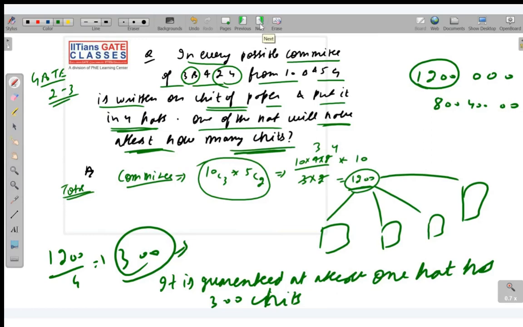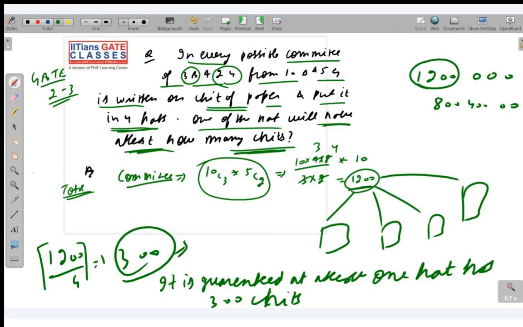Done? Okay. So here by chance 400 was divisible by 4. If it was not divisible, then we will take the ceiling function. Pigeonhole principle we have already studied. If we have 1201 chits, then obviously I will guarantee at least one head will have 301 chits. That is for sure. 1201 divided by 4, so at least one of the heads will have 301.